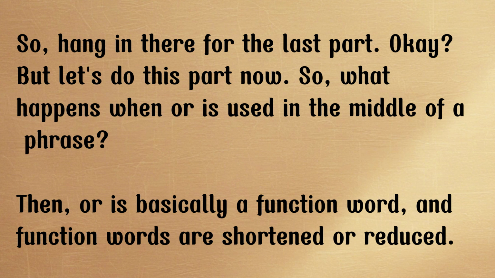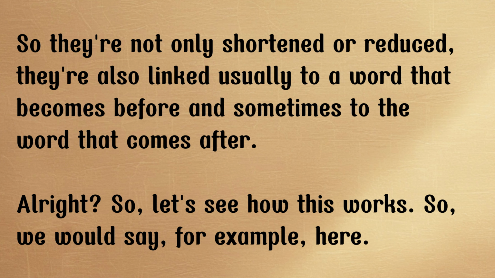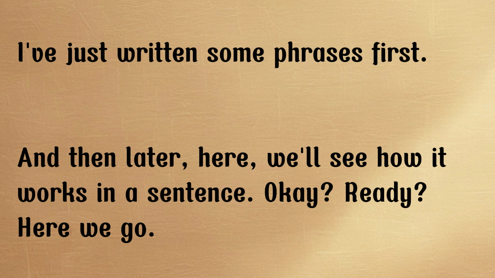So, what happens when "or" is used in the middle of a phrase? Then, "or" is basically a function word, and function words are shortened or reduced. They're not only shortened or reduced, they're also linked usually to the word that comes before, and sometimes to the word that comes after. All right? So, let's see how this works. So, we would say, for example, here, I've just written some phrases first, and then later, here, we'll see how it works in a sentence.